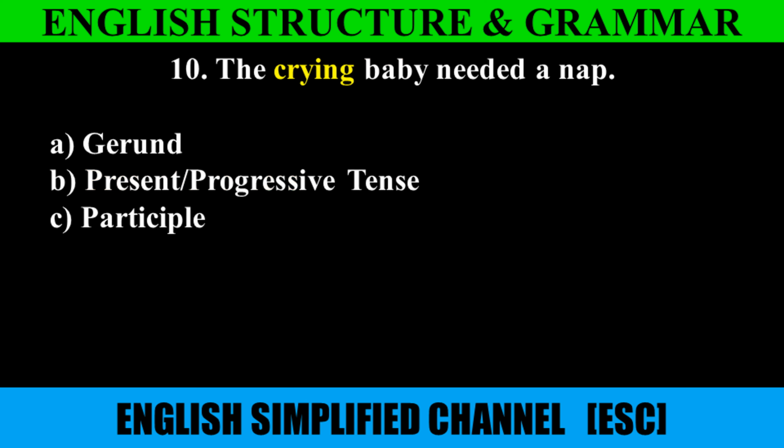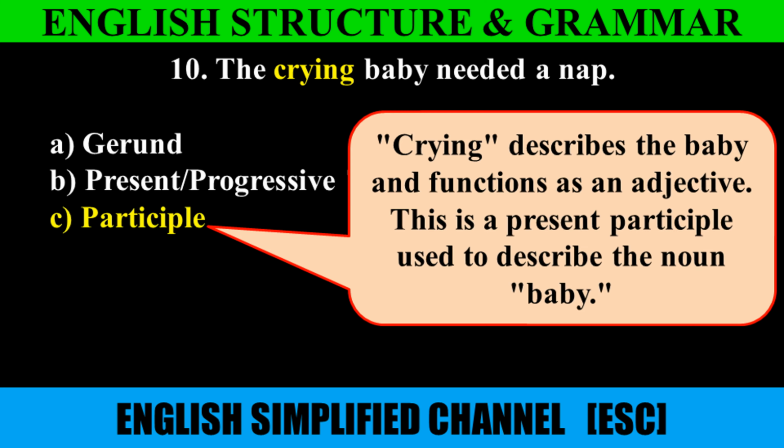10. The crying baby needed a nap. A. Gerund. B. Present progressive tense. C. Participle. Answer: C. Participle. Crying describes the baby and functions as an adjective. This is a present participle used to describe the noun baby.